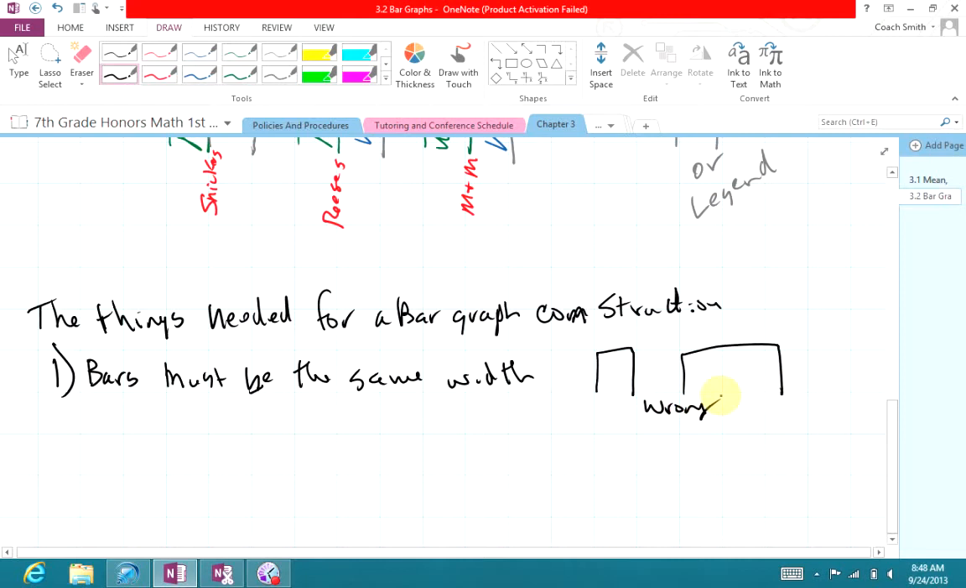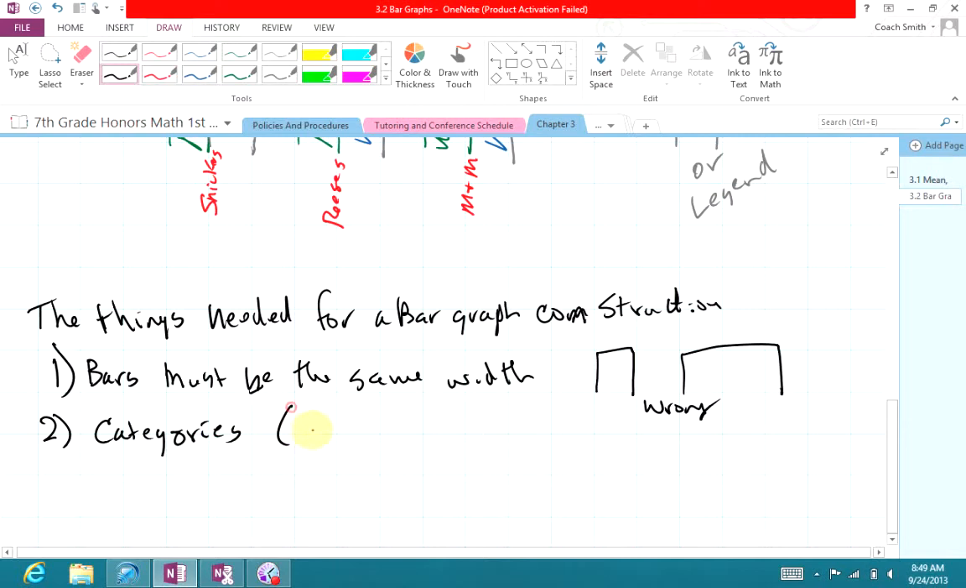Okay? Because why would that be wrong? Well, the reason it's wrong is because it gives you the perception that the bigger bar has more to it. Okay? And it doesn't. It's the same as the other bar. It's the same height. But they look different, and it gives you the perception that the wider one's going to have more people, more whatever we're comparing. Okay? So they must be the same width. Okay? Number two, you must have categories.